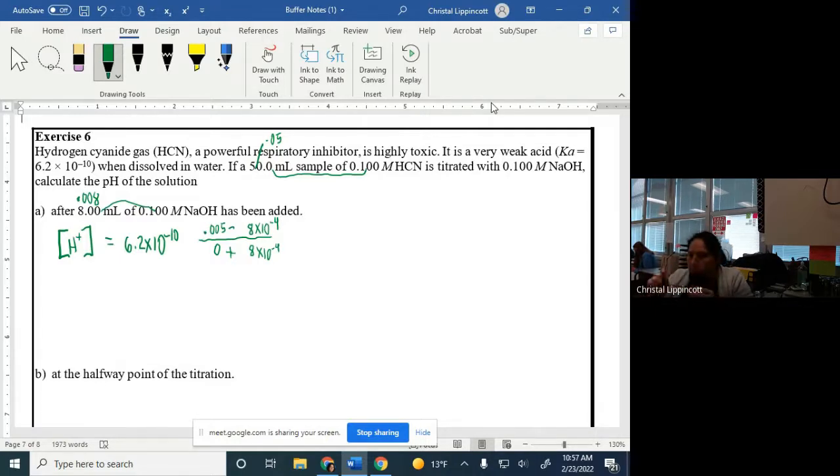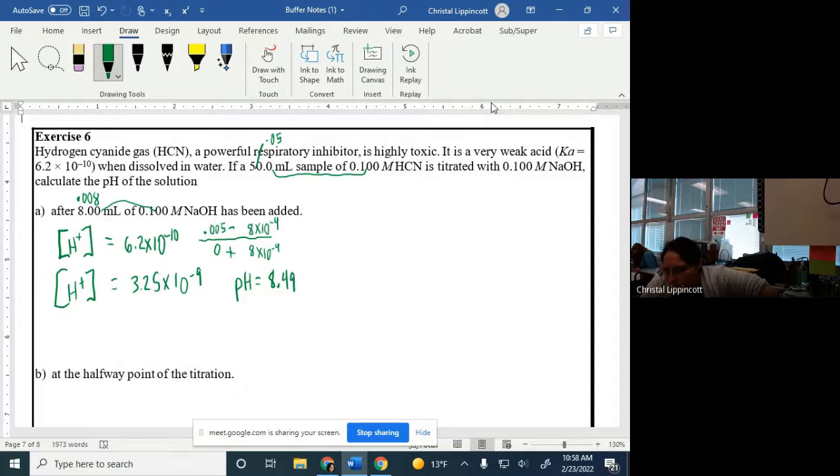Okay. So I'm going to take this and I'm going to subtract. I'm going to add. I'm going to divide. I'm going to multiply. When I do all of that, you should come out with a value that is equal to 3.25 times 10 to the minus 9. So what do I need to do with that? Negative log. Negative log will then give me my pH. Negative log will then give me my 8.49.